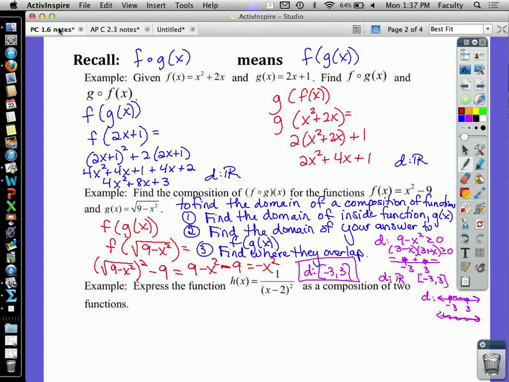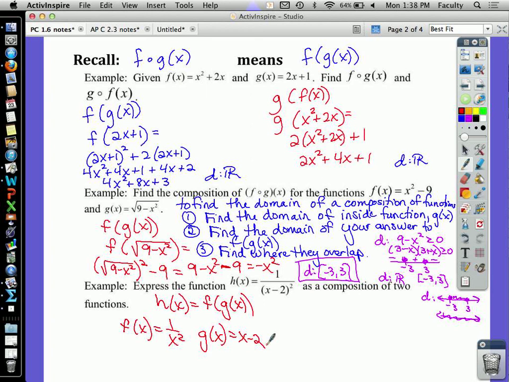Flip it back over. It says express the function h of x equals 1 over the quantity x minus 2 squared as a composition of two functions. So what we're talking about here is, can you think of what g of x could be as the inside function and f of x as the outside function that would produce h of x? Tyler, what do you think? I had f of x equals 1 over x squared and g of x equals x minus 2. Good job.